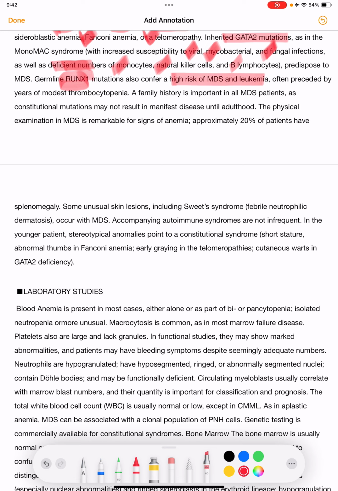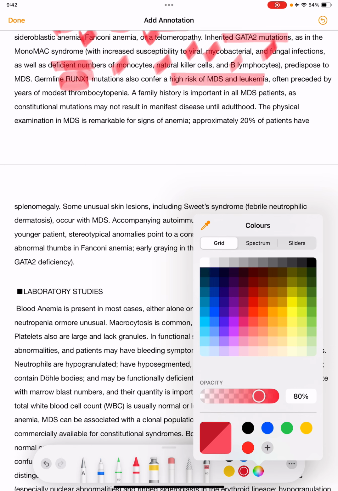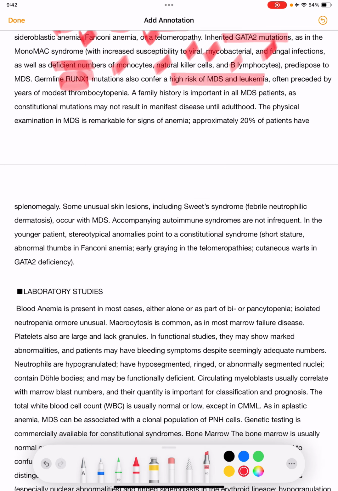Germline RUNX1 mutations also confer a high risk of MDS and leukemia, often preceded by years of modest thrombocytopenia. A family history is important in all MDS patients, because constitutional mutations may not result in manifest disease until adulthood.